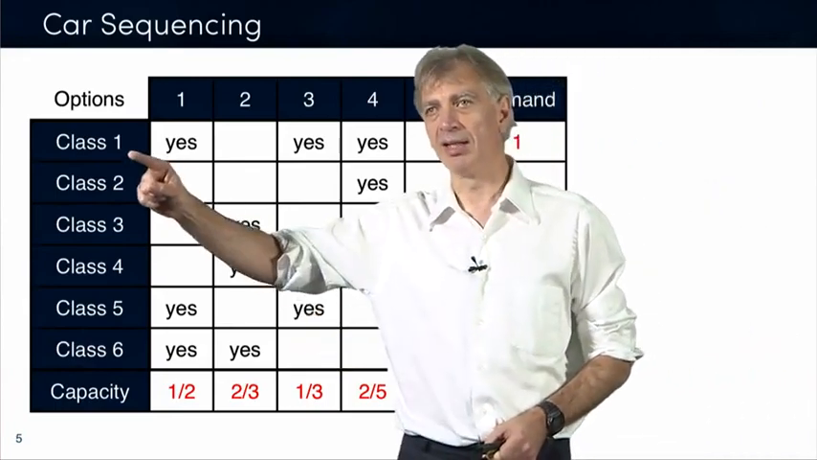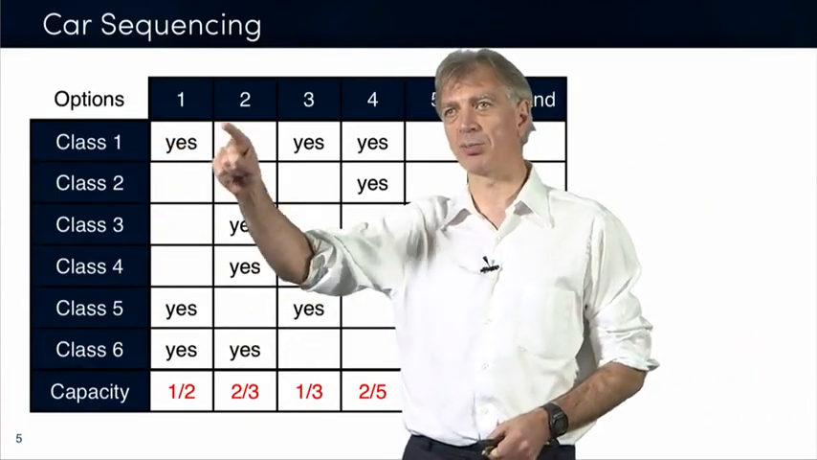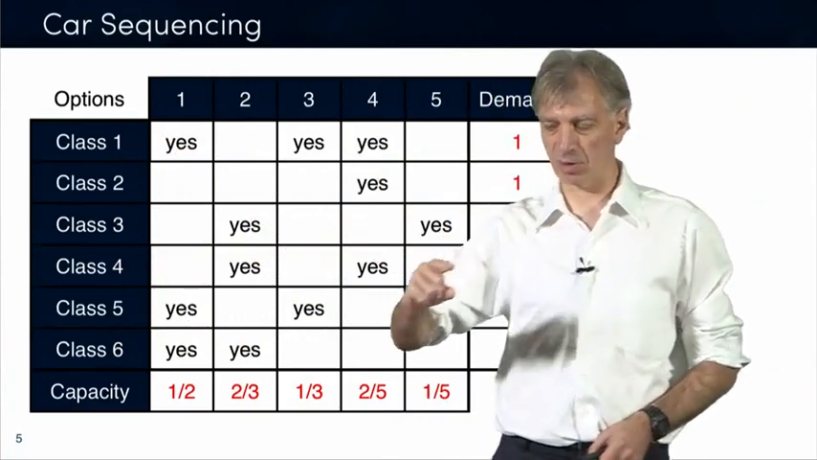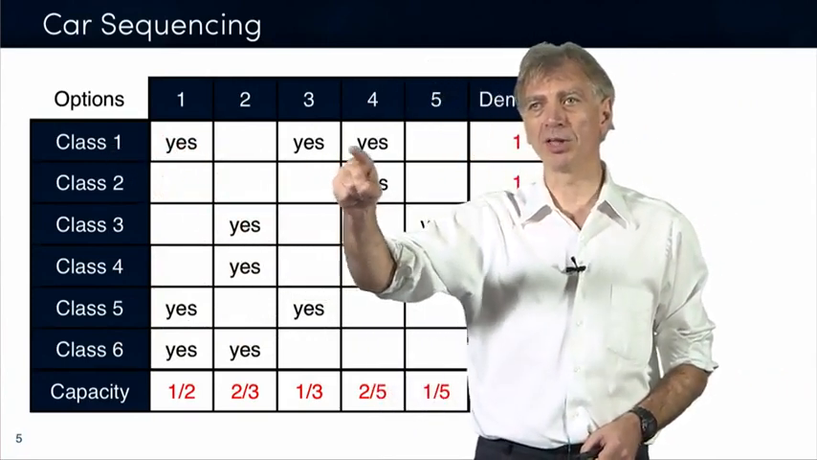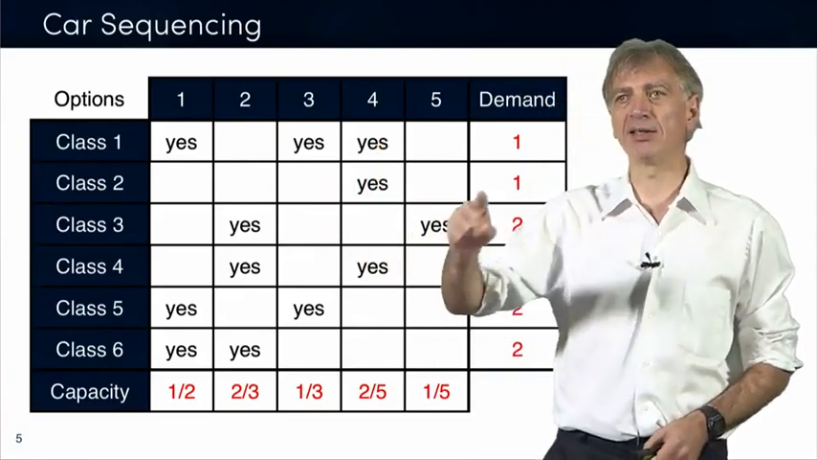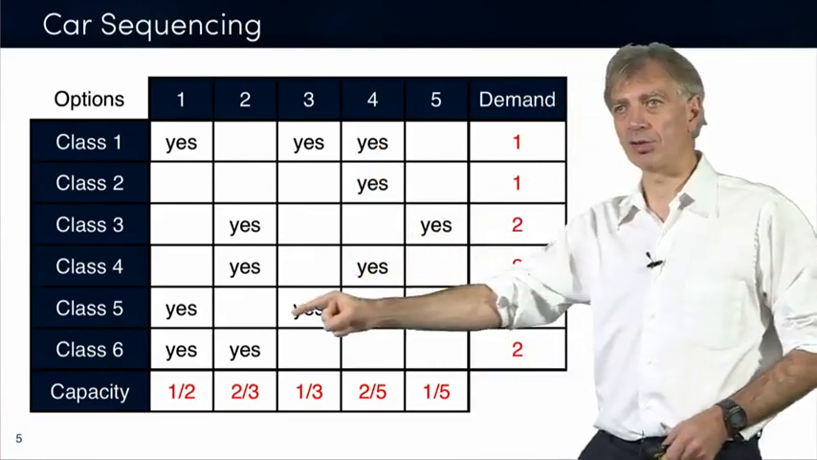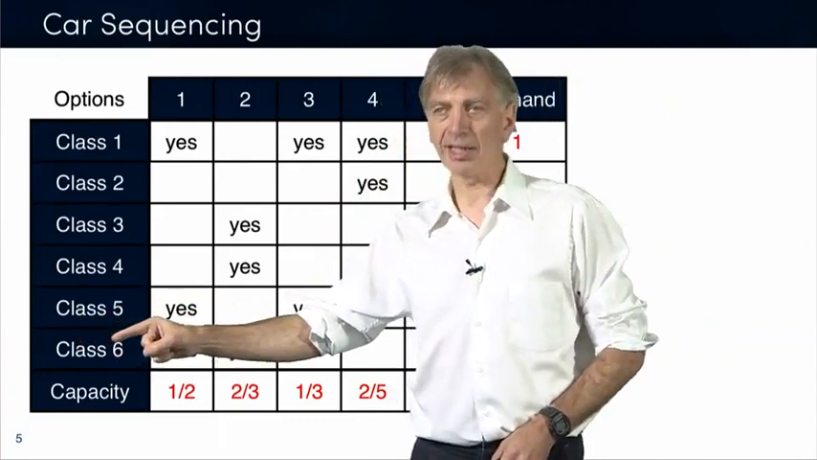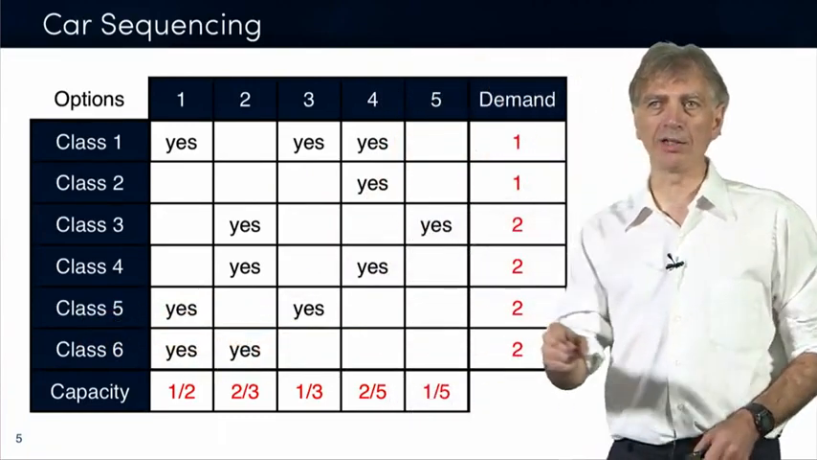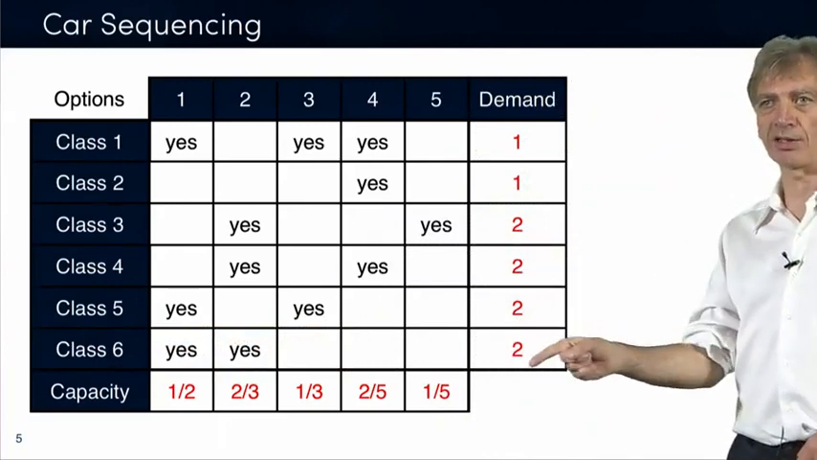What you see there are the various classes of car that we have to produce. On top are the options. So this is class 1. Class 1 is going to require option 1, option 3, and option 4. And the demand for that particular car is 1. The last one that you see there, this is class 6. It requires option 1, option 2, and you need to produce 2 cars of that type.